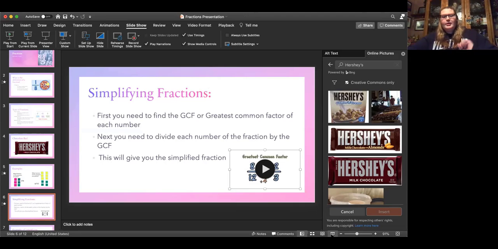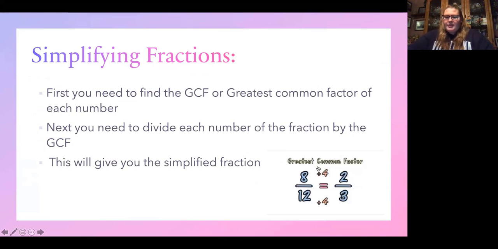So once you find the greatest common factor, for instance, if you look at these two numbers, we have 8 and 12. The greatest common factor of each of those two numbers is 4. So 8 divided by 4 would be 2, and then 12 divided by 4 would be 3. So that would be your simplified fraction.